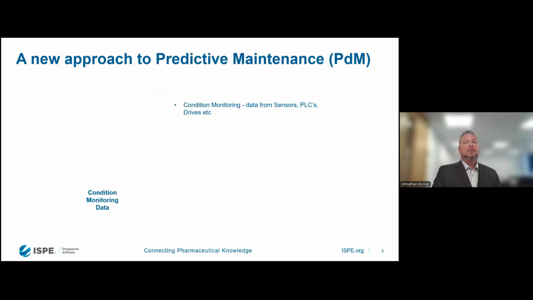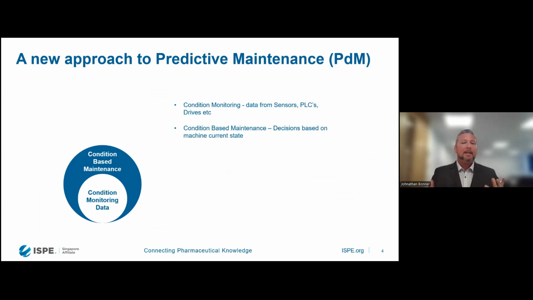So to look at predictive maintenance, at the core of it is condition monitoring data. And this is data which can come from PLCs, drives, inverters. Even your process data is used for predictive maintenance. Things like flows, pressures, temperatures, understanding of batch requirements, and so on.